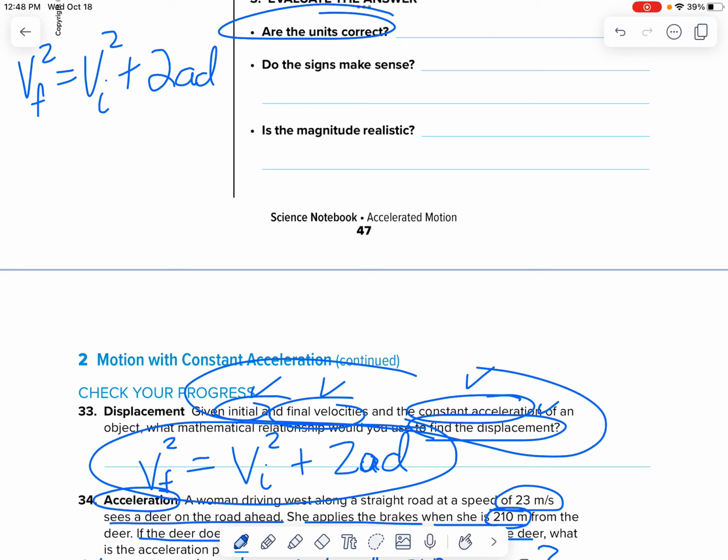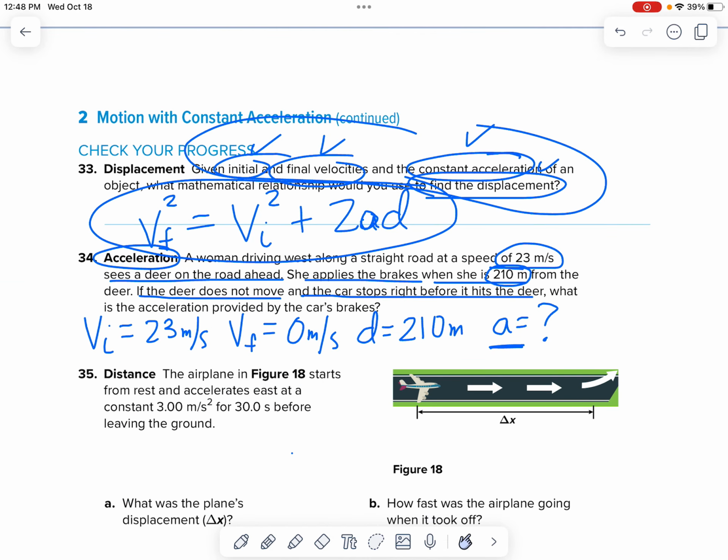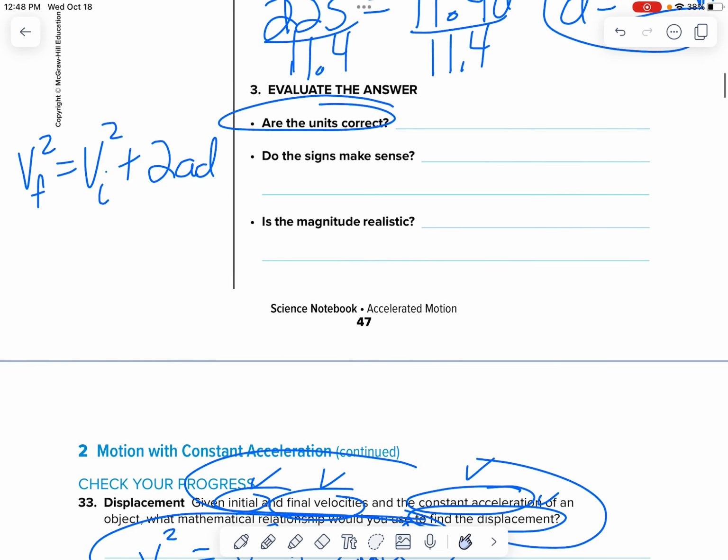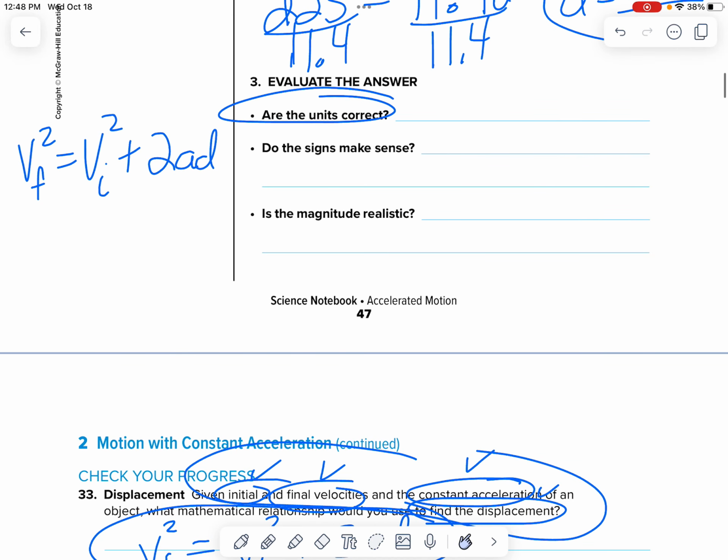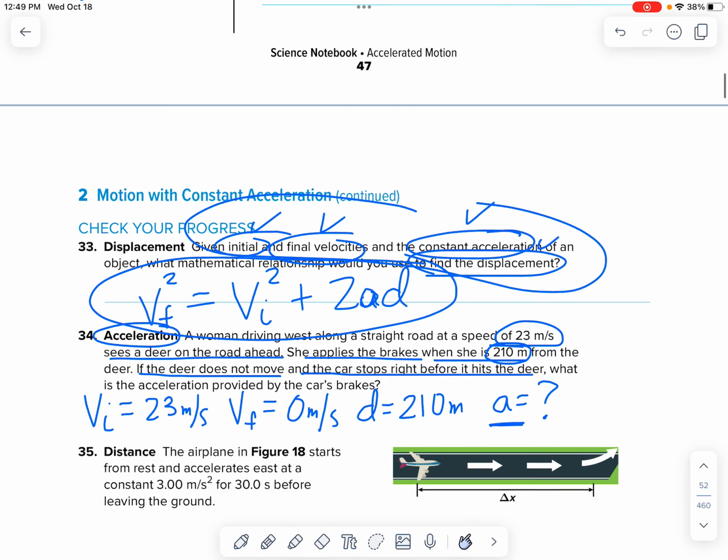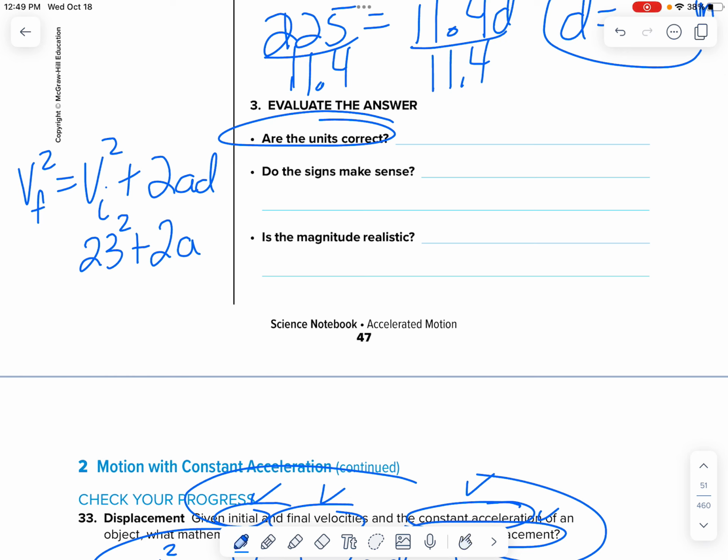I am given in this problem the initial velocity, the final velocity, and the distance. The initial velocity is 23. Don't forget to square it. The acceleration I do not know, and the distance is 210. The final velocity in this case is 0.